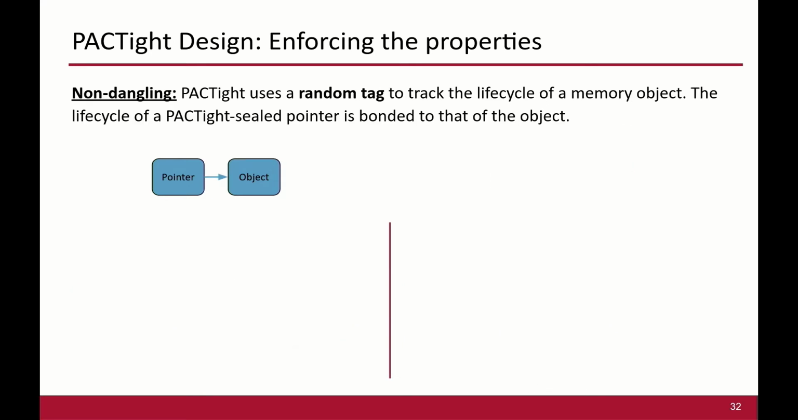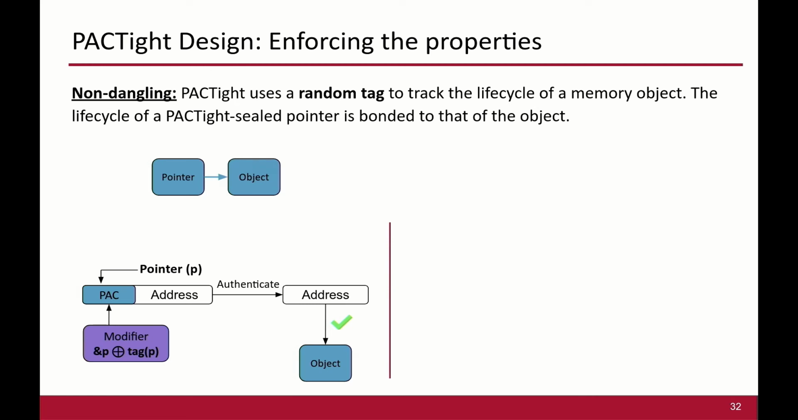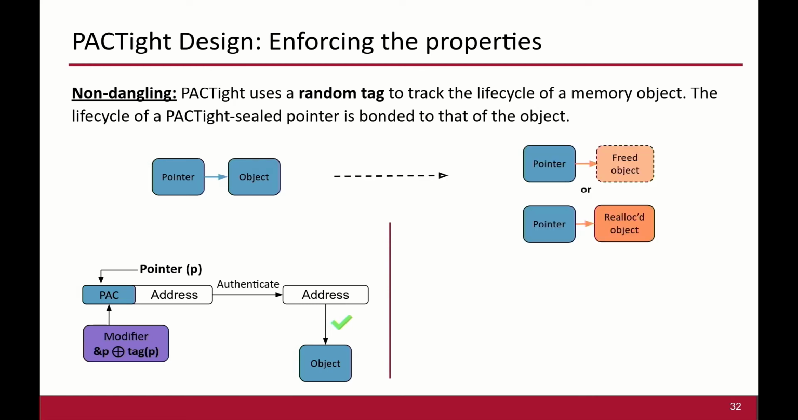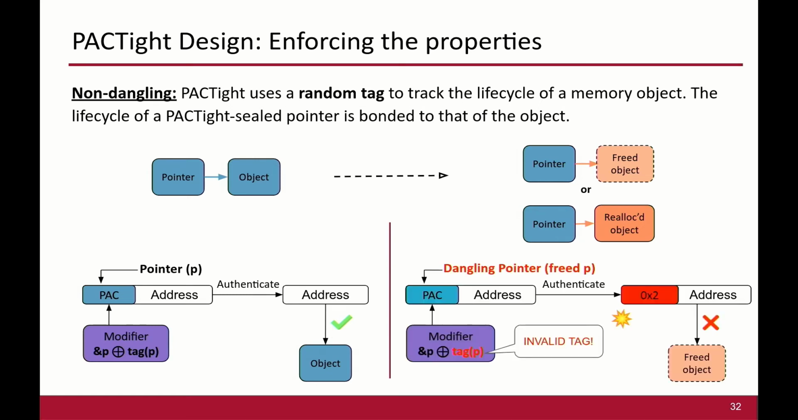To enforce the non-dangling property, PACTight assigns a random tag to the pointer. This random tag is generated upon allocation and changes when an object is freed or reallocated, thus allowing the lifecycle of the object to be tracked. And a dangling pointer being used will not have a valid tag, and thus the PAC generated on authentication will not match, resulting in a violation and thus preventing any misuse of dangling pointers.